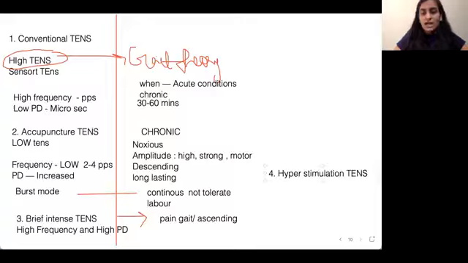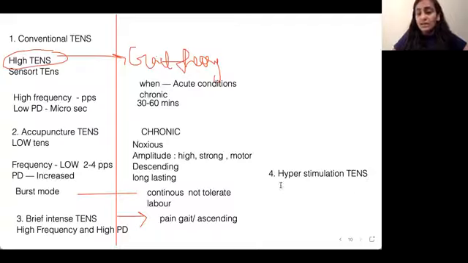TENS is not a modality that will be used mainly for your edema. No, TENS is mainly for pain modulation. Sarah, yes, it's just a burst mode. The frequency and pulse duration remain the same as acupuncture TENS. It's just that the mode is a burst mode.